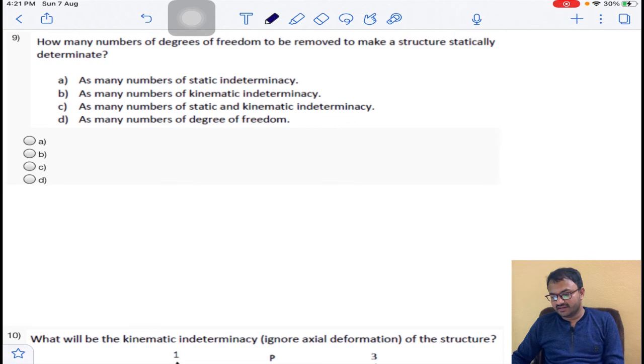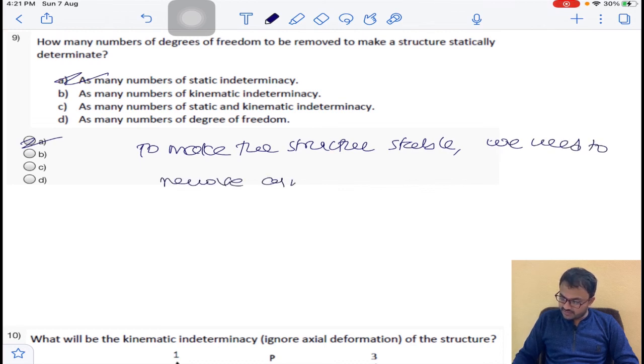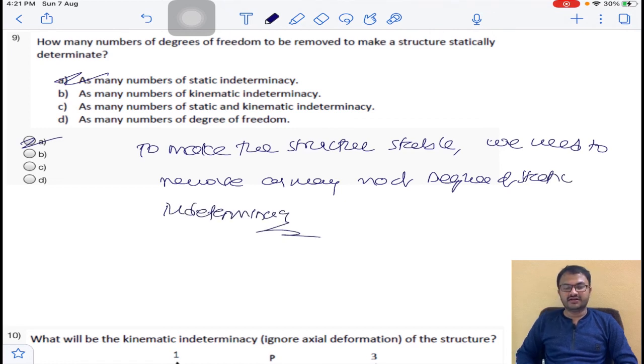And now, how many degrees of freedom are to be removed to make the structure statically determinate? To make the structure statically determinate, we need to remove the degree of static indeterminacy. That is option A. Generally, to make the structure stable, we need to remove as many degrees of static indeterminacy. Okay, so for this question, answer A.